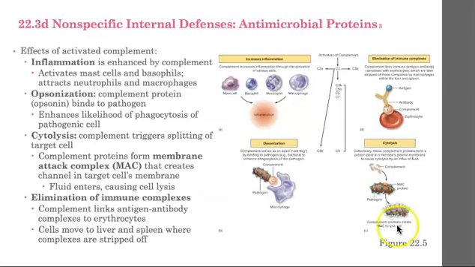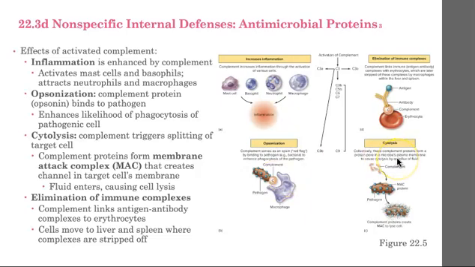And we are going to see the effects of it over here, where we can increase inflammation by enhancing the activities of our mast cells, our basophils, which are going to attract our neutrophils and macrophages. We also have the process of opsonization. This is when we are going to bind to the pathogen itself, and then it will essentially signal the phagocyte to come on over and gobble it up.